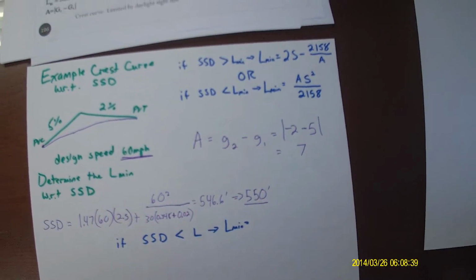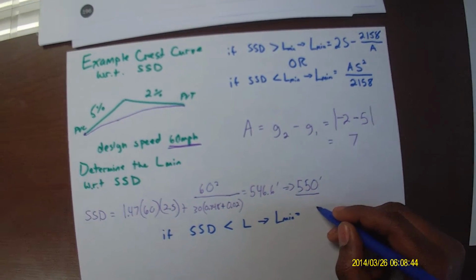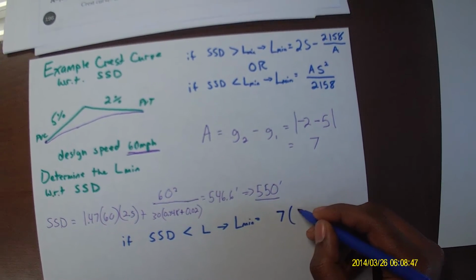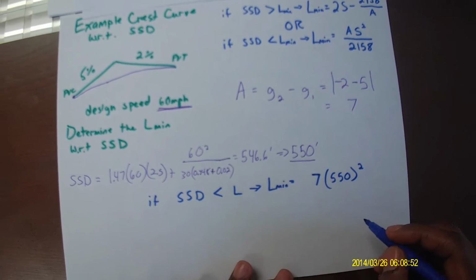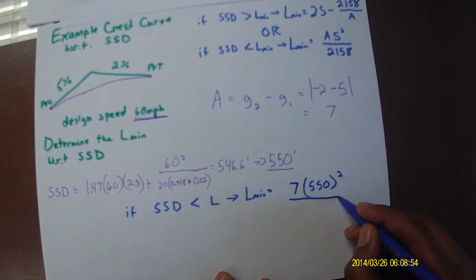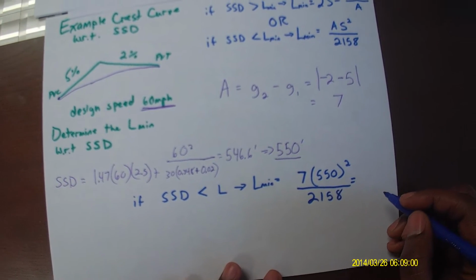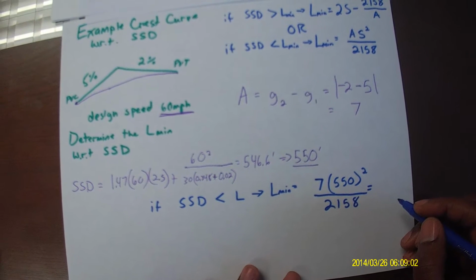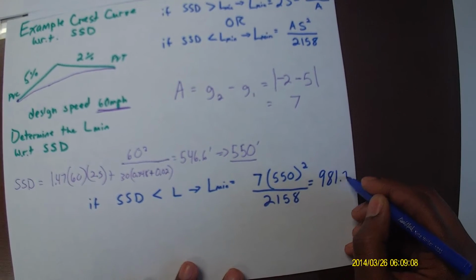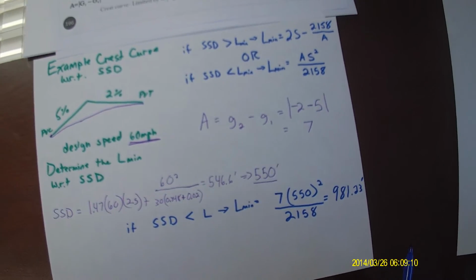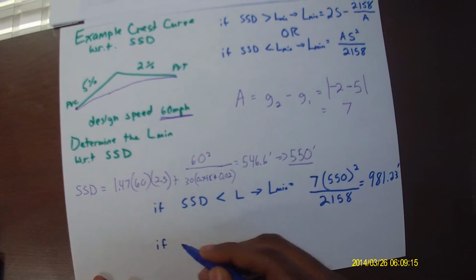So back to applying this equation, we have L min is going to be equal to 7 times 550, and we're going to square that term, and we're going to divide that by 2158, which will give us an answer of 981.23 feet. Okay, well, we tried that one. Let's go ahead and try the other one.